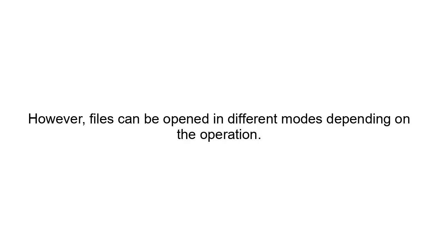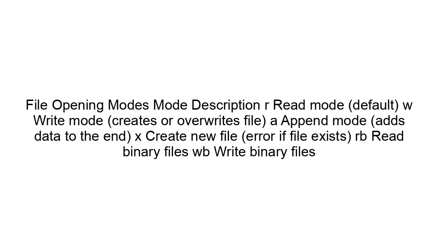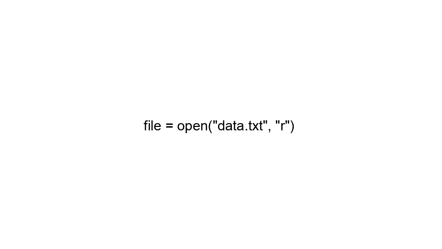File opening modes. Mode, description. r: read mode, default. w: write mode, creates or overwrites file. a: append mode, adds data to the end. x: create new file, error if file exists. rb: read binary files. wb: write binary files. Example: file = open("data.txt", "r"). This opens the file in read mode.